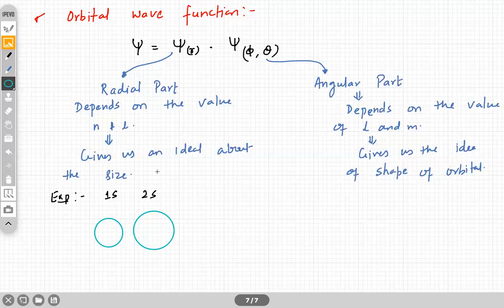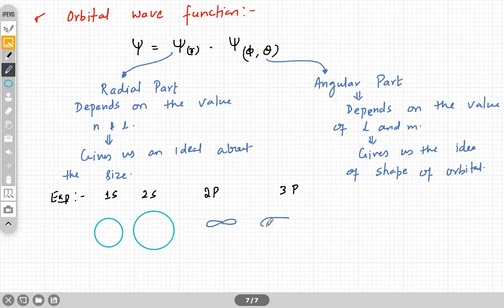Right. Suppose you have 2p and 3p orbitals. Both have dumbbell shape. So if 2p is like this, then 3p would be larger than this. This is what it means, right? That's why the Schrodinger wave equation gives us an idea of the three quantum numbers n, l, and m.